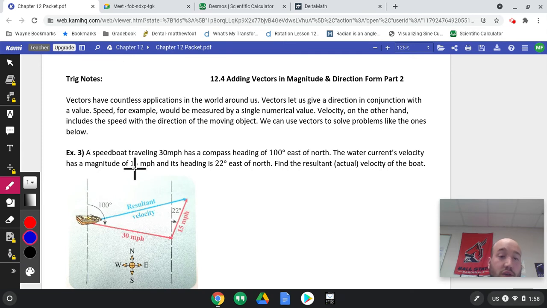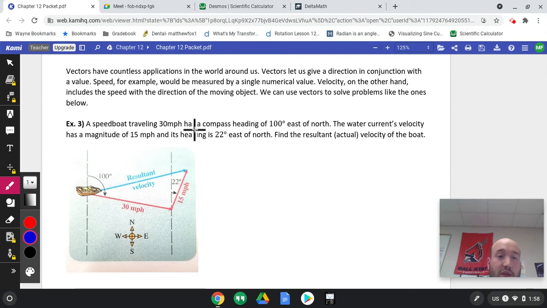So if we look below here, it says a speedboat is traveling 30 miles per hour, has a compass heading of 100 degrees east of north. So here's our compass rose, north, east, south, west. The water's current's velocity has a magnitude of 15 miles per hour, and its heading is 22 degrees east of north. Find the resultant. That's the actual velocity of the boat.